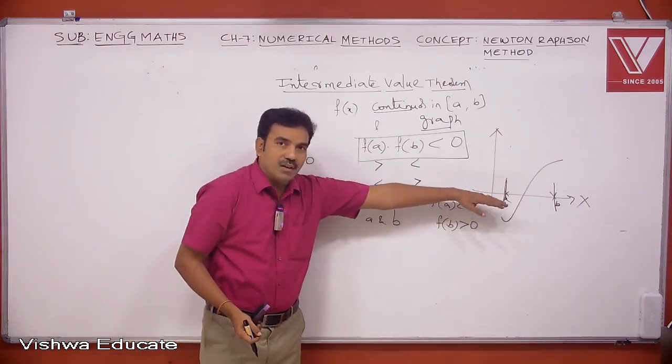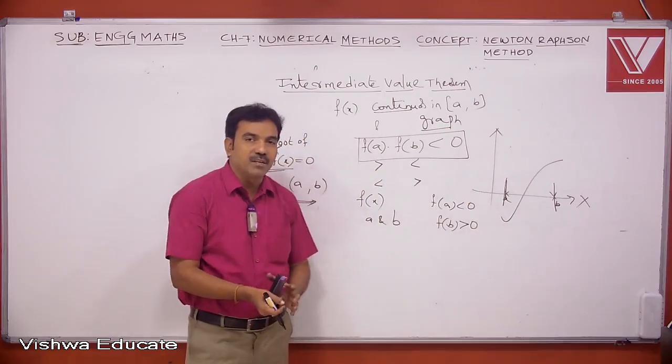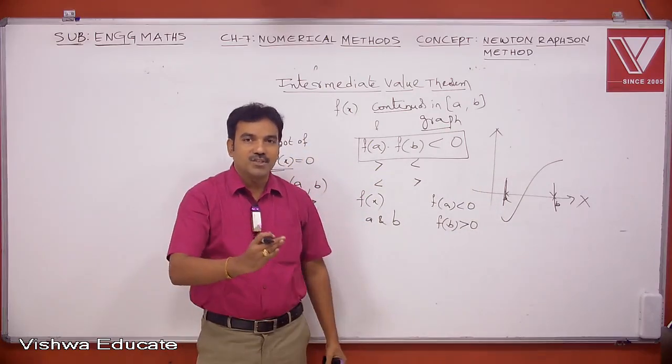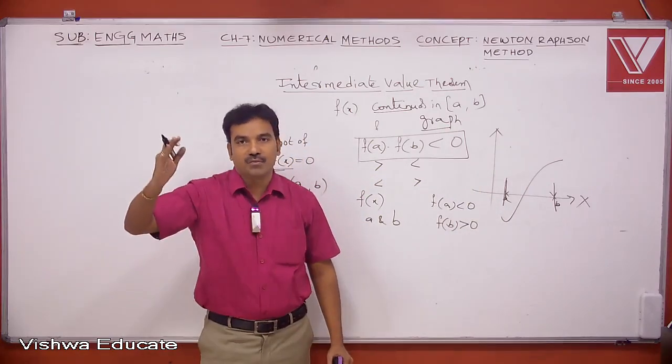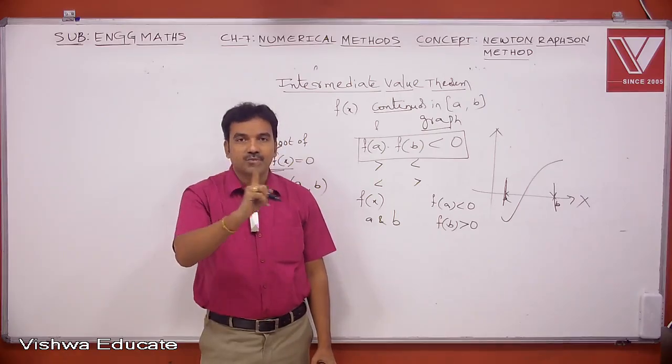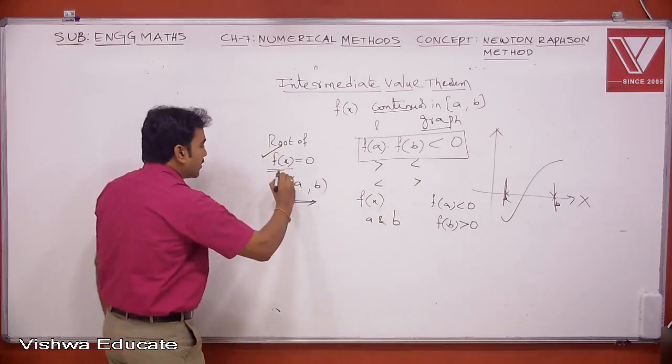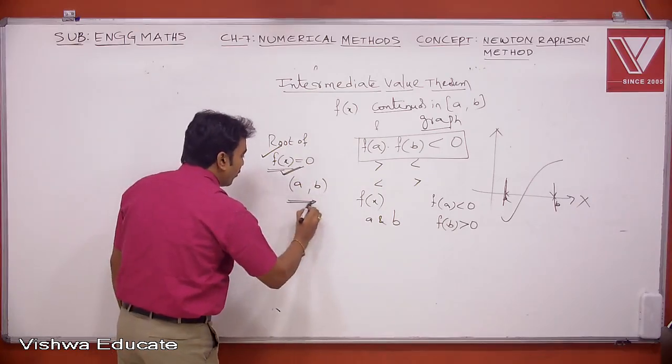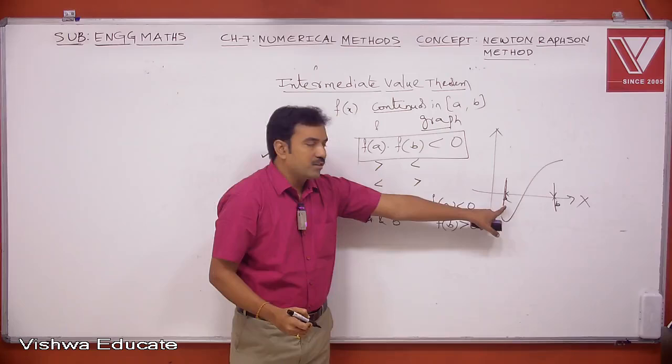We can have this graphical representation. So continuity means the graph is continuous, but it is moving from the negative zone to the positive zone. That means it has to cross through the x-axis at least one time, and that becomes a root of that equation. So f of x equal to 0 has at least one root in the open interval a comma b. Draw this graph.